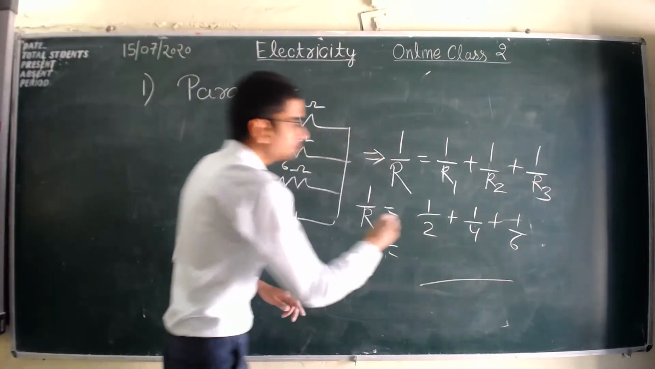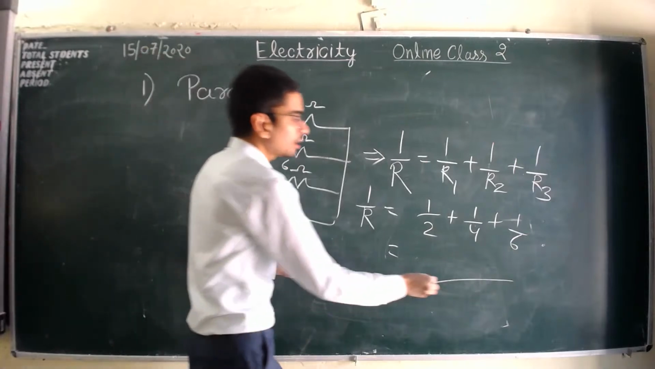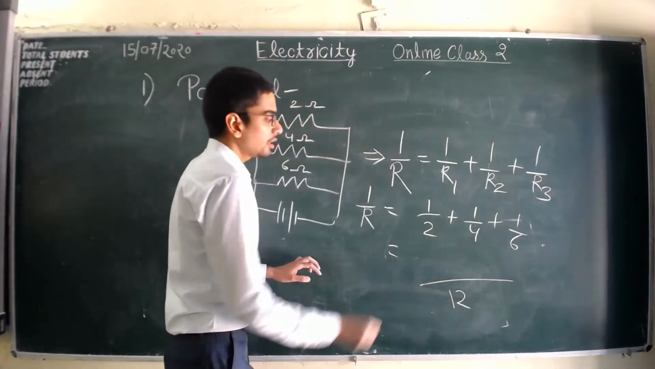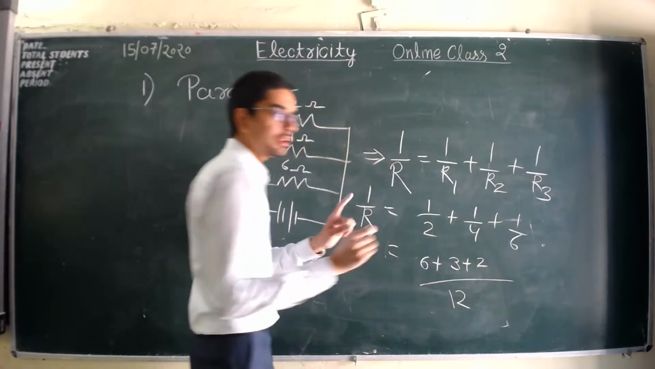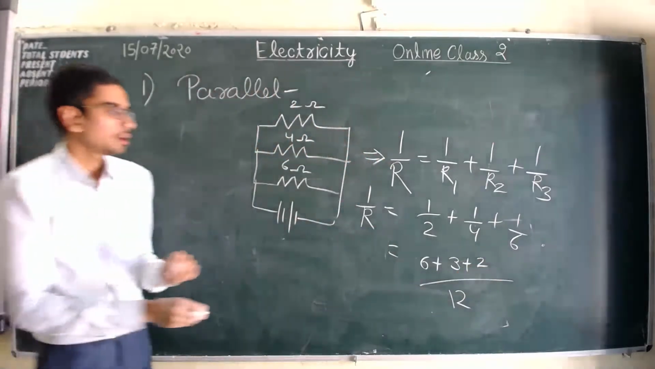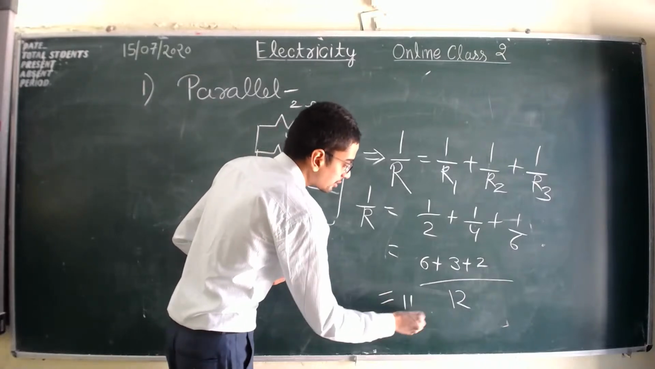What will be the LCM? You should know how to take the LCM. This will be 12. So 6 plus 3 plus 2, that is 11 by 12. But that is not the right answer.